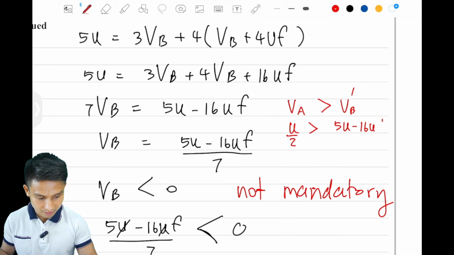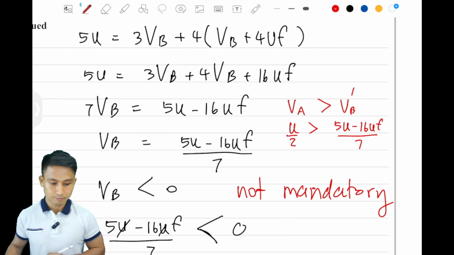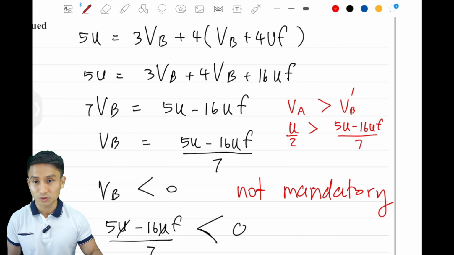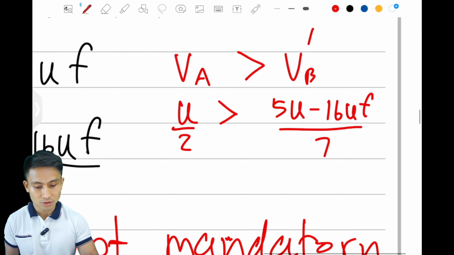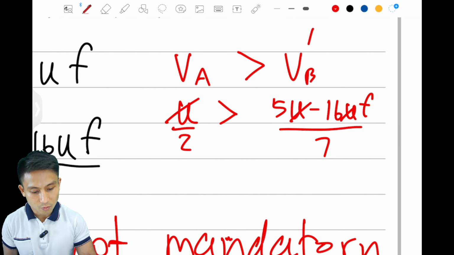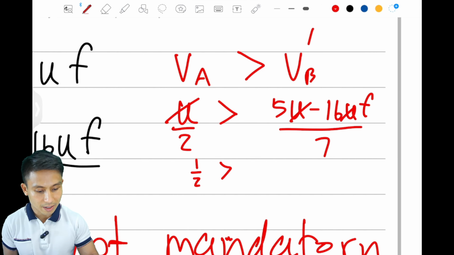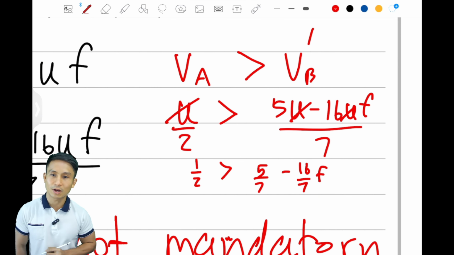Yeah, if we set that, we're going to get this. As you can see, we can cancel the u. Yeah, if we cancel the u, what's going to happen? Well, we have 1 over 2 greater than 5 over 7 minus 16 over 7f, right?